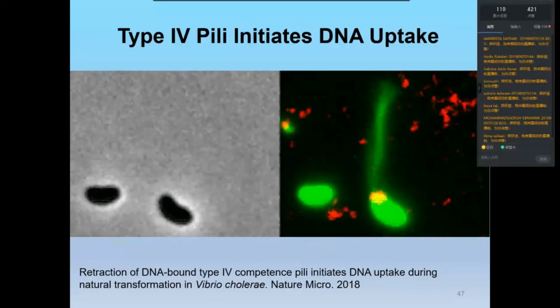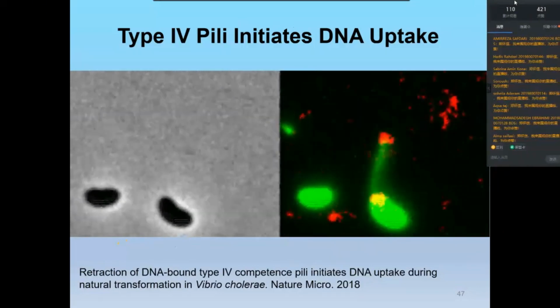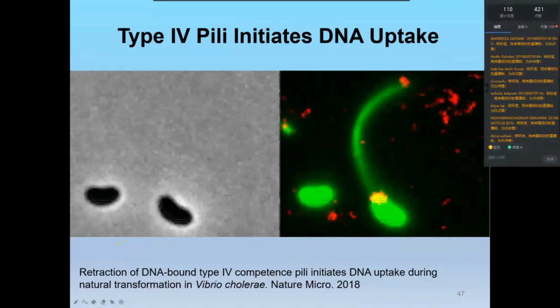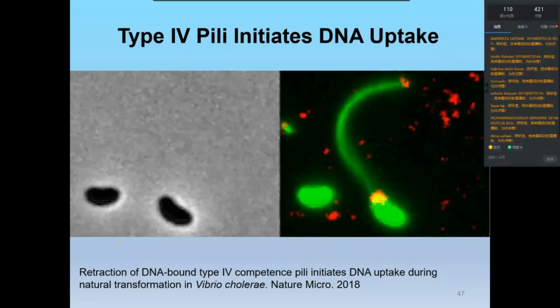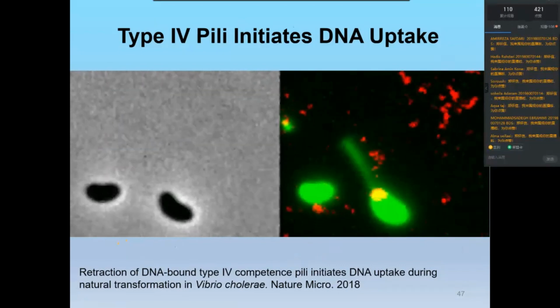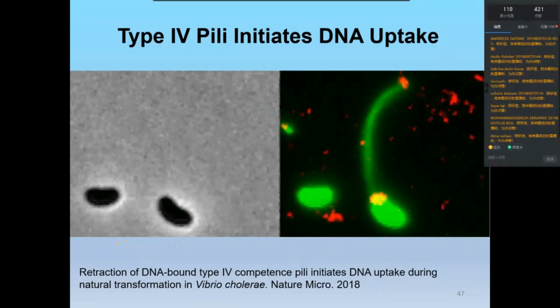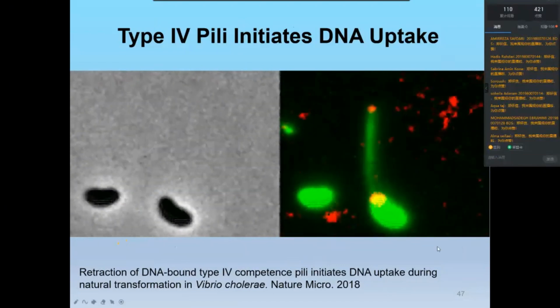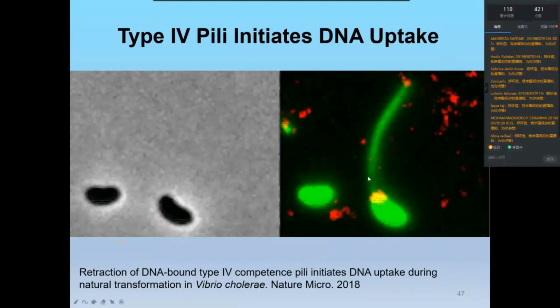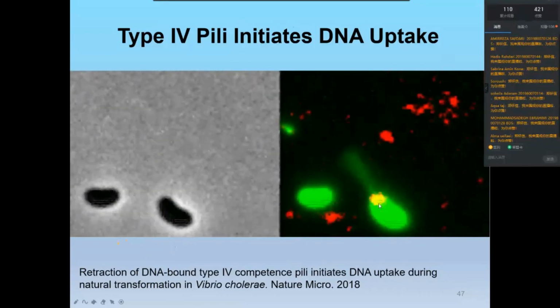To study this hypothesis, the authors created a special strain of Vibrio cholerae, so that this bacteria can express type 4 pili, this green fiber.